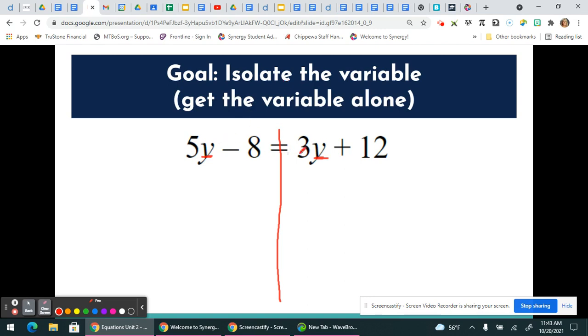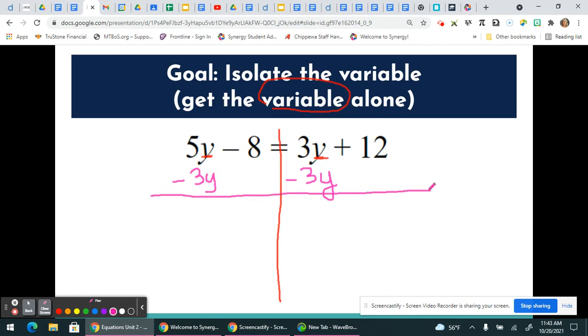So 5y and 3y, we're going to focus on getting the variable alone first. And I see that 5y is larger than 3y. So to eliminate my 3y, I'm going to use subtraction. To eliminate something, we either add or subtract it. So this 3y, I'm going to take 3y's off the right-hand side. But as you know, whatever I do to one side of my equal sign to maintain balance, I'm going to come over to this 5y and subtract 3y off that side.